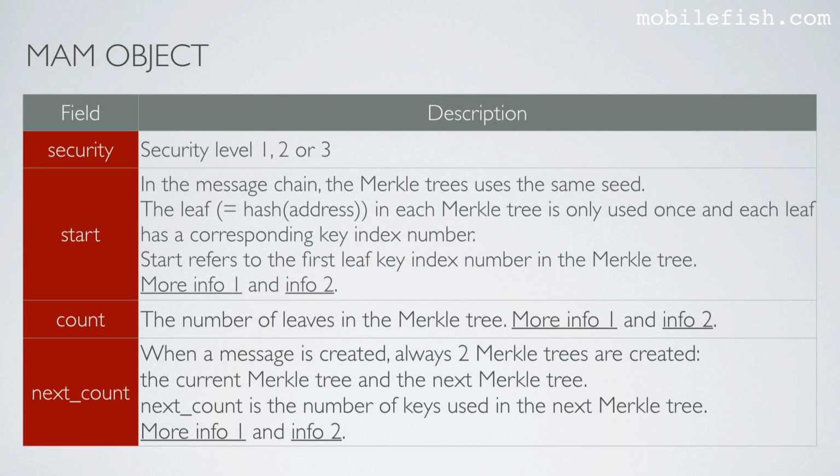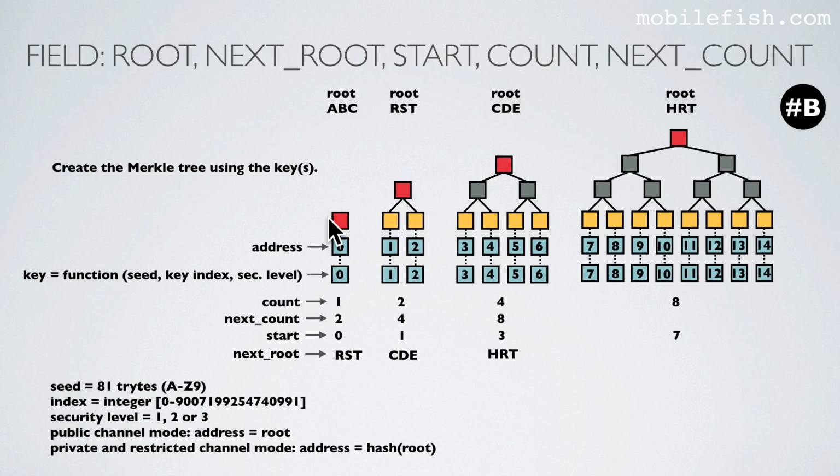Count is the number of leaves in the Merkle tree. This Merkle tree has only one leaf, so count has the value 1. This Merkle tree has 2 leaves, so count has the value 2. This Merkle tree has 4 leaves, so count has value 4. This Merkle tree has 8 leaves, so count has value 8.